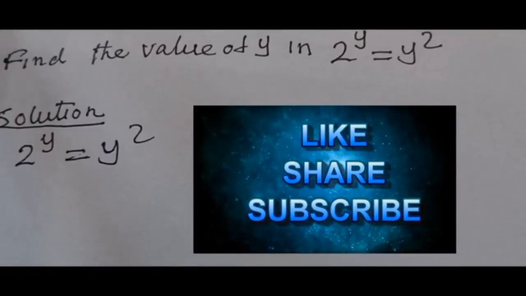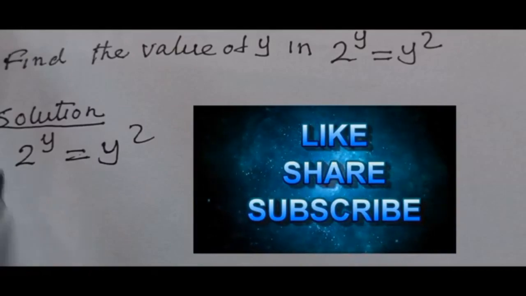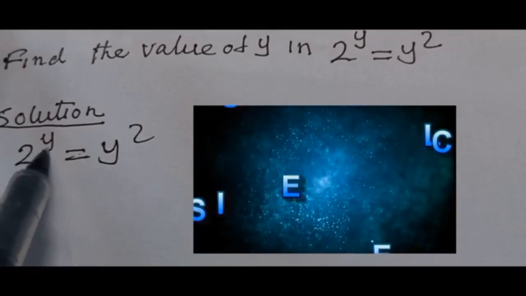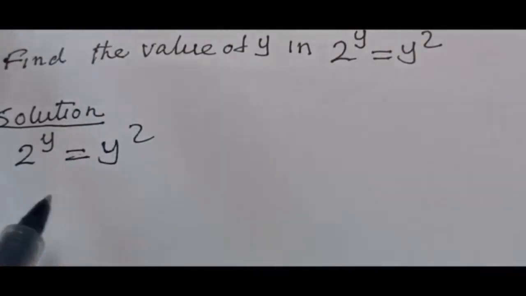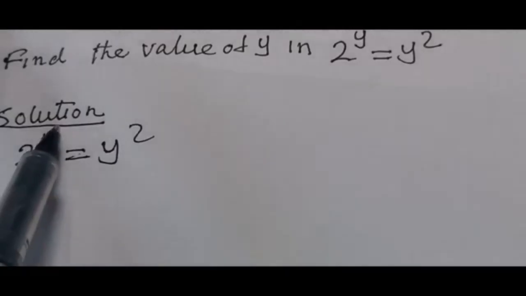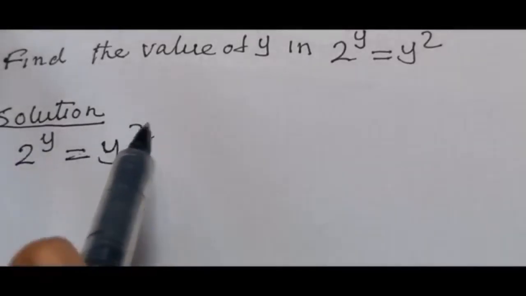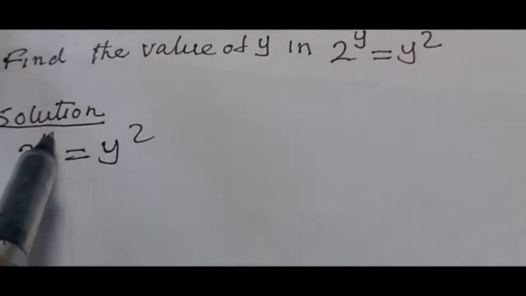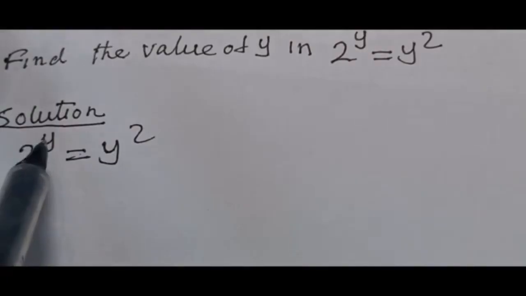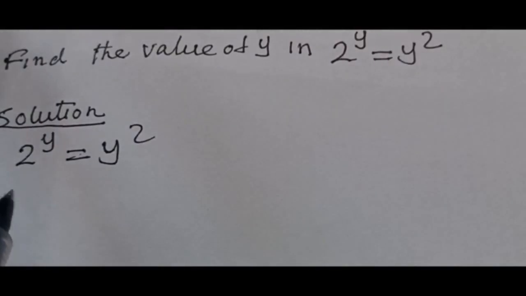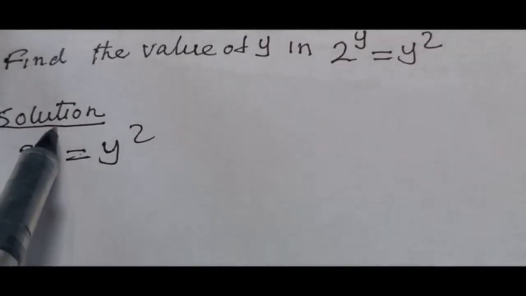As you can see here, we have the exponential equation, which is 2 raised to power y equals y raised to power 2. We are asked to find the value of y. To find the value of y, eliminate these exponents. So to start with, let us eliminate the exponent y. How do we eliminate the exponent y? We eliminate the exponent y by raising both sides of the equation to the reciprocal or inverse of y.